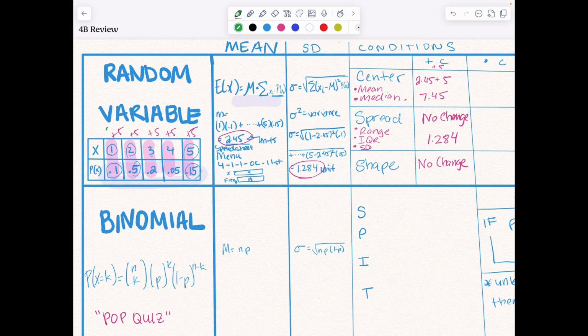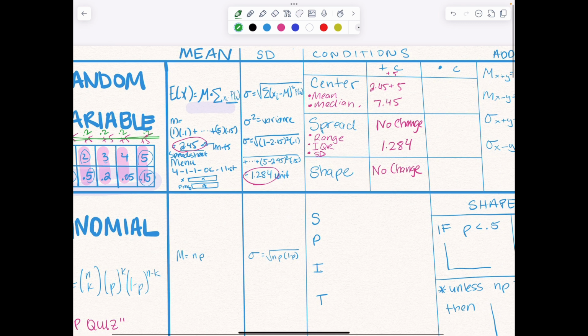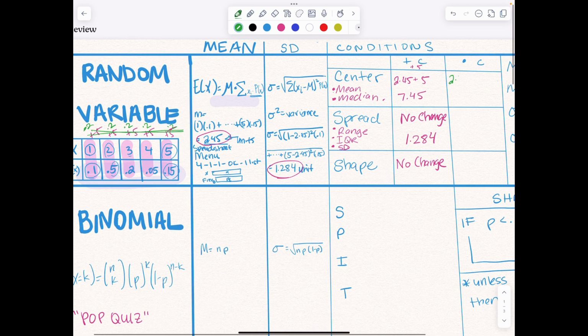Okay, let's try to do something else to it. Let's multiply it by 2 now. Multiply everything by 2. Now, I'm ignoring the plus 5. I'm not adding 5 and then multiplying by 2. I'm just doing the original times 2. So if I did the original by 2, I have 2.45 times 2, so that's going to be 4.9. So I'm just multiplying by 2, whatever my constant is.